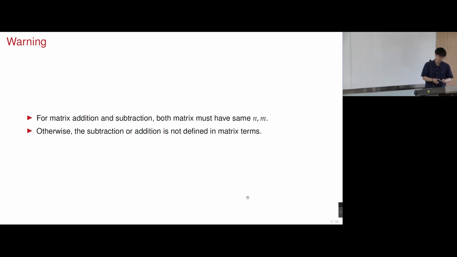Imagine a situation where you have a 1, 2, 3, 4, but if you want to add up this, like 1 and 2, you can't add this, right? Because where is this going to go? So these kinds of things don't work. All right. So if n and m are not the same, the subtraction or addition is not going to be defined in matrix terms.